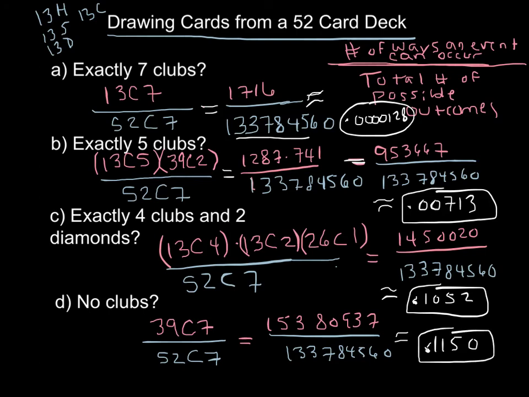Alright, so hopefully this video helped you understand that probability can often be viewed as the number of ways an event can occur divided by the total possible outcomes. And drawing cards from decks is usually a classic example of this approach to probability.